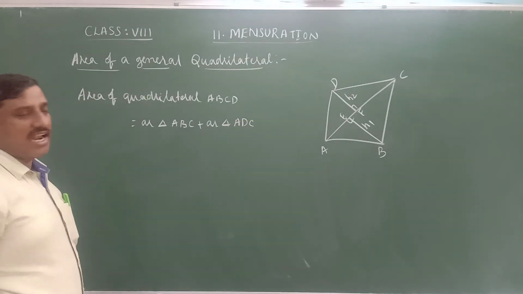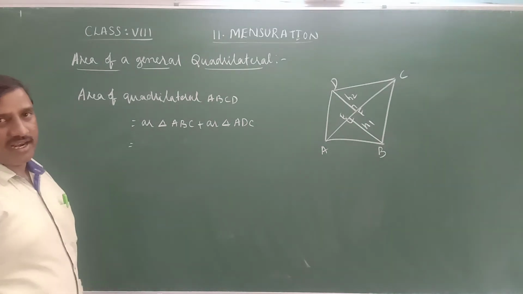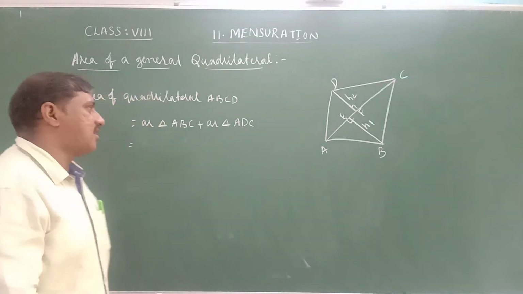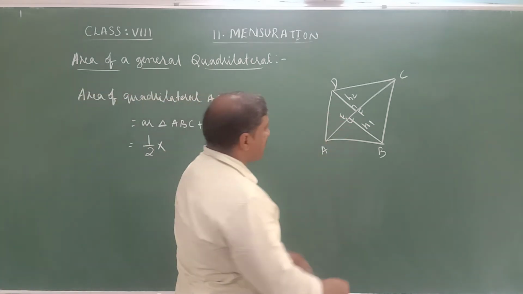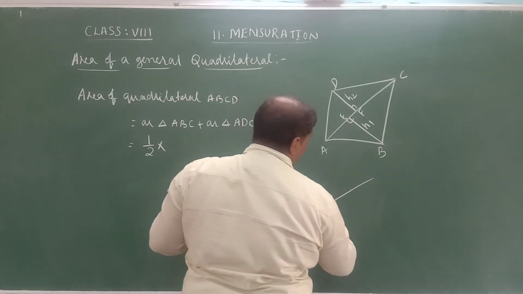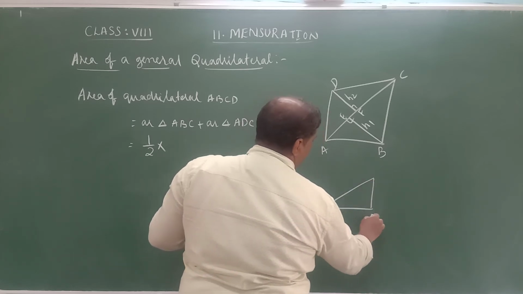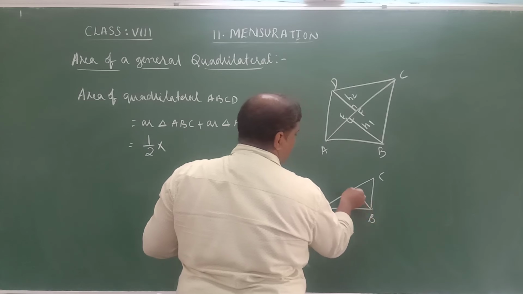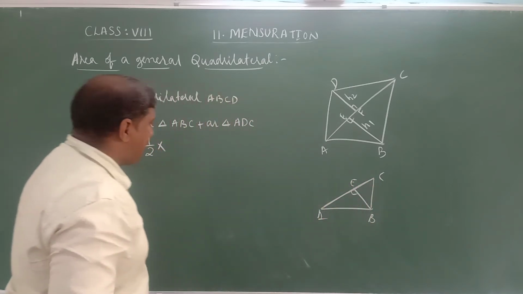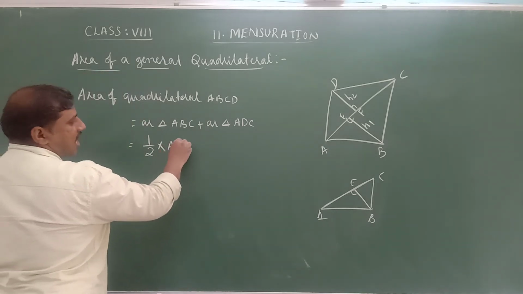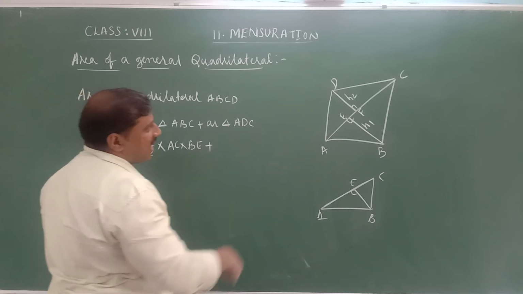So ABC, what is the formula to find the area of a triangle? It is half into base into height. Half into base is equal to what for this triangle? That is triangle ABC, and BE is the altitude. So here AC will act as the base and height is BE, plus area of triangle ADC.